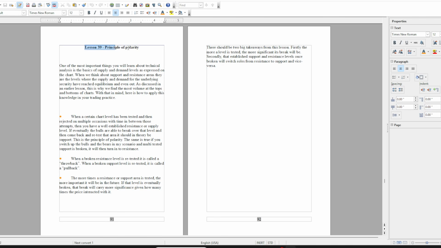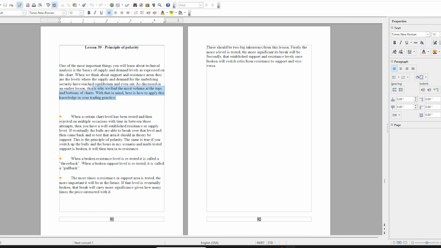And it's lesson 39. Essentially, one of the most important things you'll learn about TA, or technical analysis, is the basics of supply and demand levels as they're expressed on the chart. They're expressed with key support and resistance levels. When we think about these support and resistance areas, they are where the supply and demand have balanced out, right? And that is where key levels are made, and that's normally where you find the most volume as well, at these key levels, right?